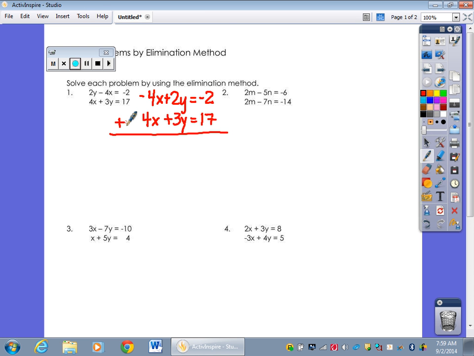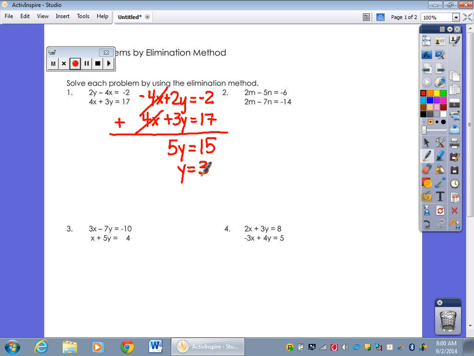So my equations are already set up to be eliminated. I don't have to do anything to them except add them together. So negative 4 plus 4 cancels out the x's. 3 plus 2 is 5y, and 17 and negative 2 is 15. So when I divide by 5, I get y is equal to 3.